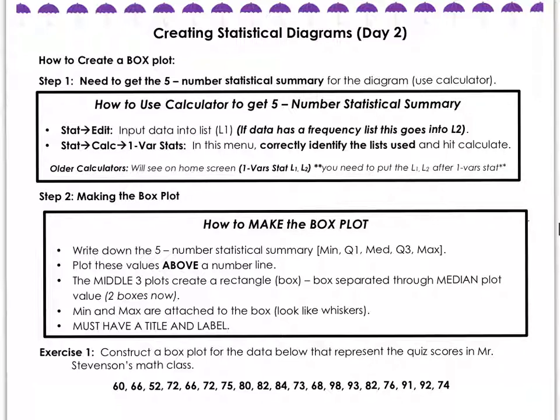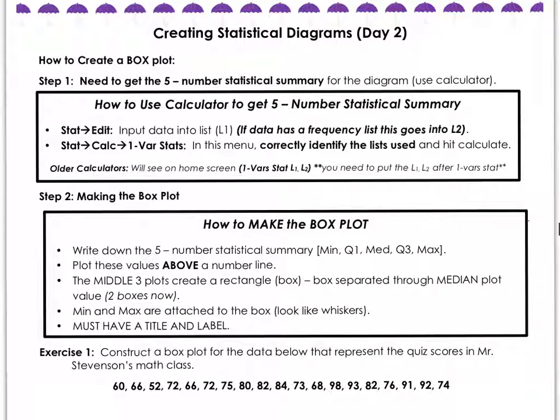First, you're going to need to write down the 5-number statistical summary and label each piece of information. Then you'll need to have a number line, and you're going to plot those values above the number line. Then the middle 3 plots will be creating the rectangle, which we will separate into 2 smaller rectangles, and then the minimum and maximum are attached to the box so they look like a whisker, with a line just connecting to them. And you must have a title and label so that we know what the information is.